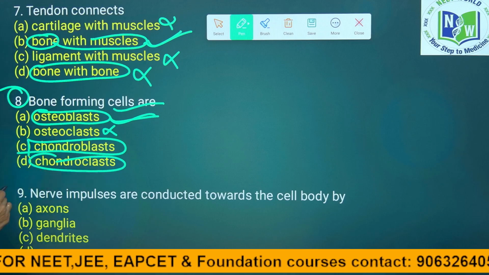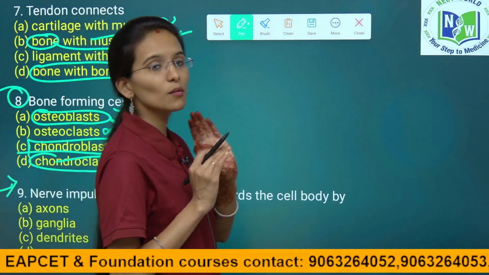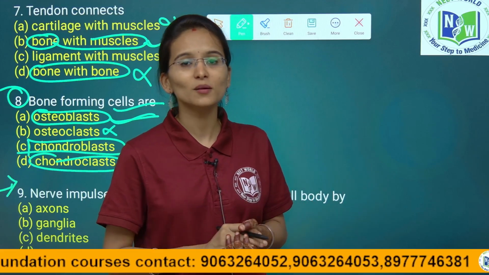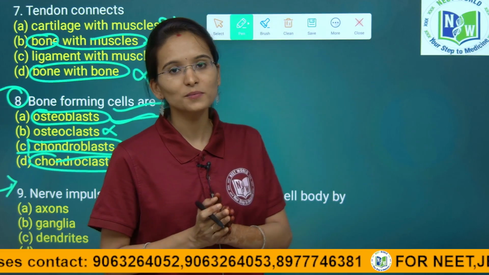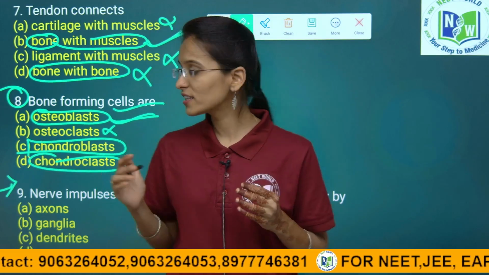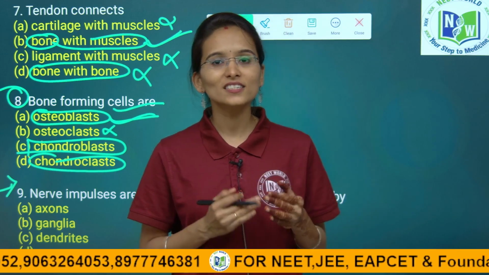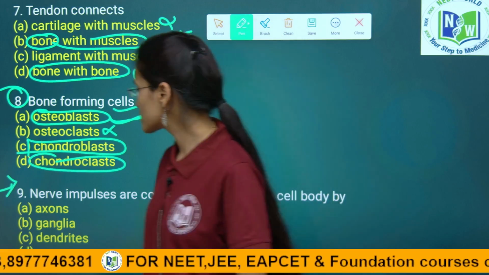Similarly, chondroblast will form the new cartilage cells, and chondroclast will break the older cartilage cells. Coming towards the 9th question, nerve impulses are conducted towards the cell body by. This question is very important, in which we have discussed the impulses, and what the synapse means. We have discussed the nervous tissue elaborately in another session. So regarding that, here are the given options.